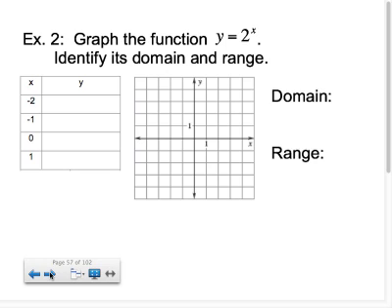It says graph the function y equals 2 to the x, and identify its domain and its range. We have our x values here: -2, -1, 0, 1. I'm going to actually add one more down here. We'll actually add 2 as well.